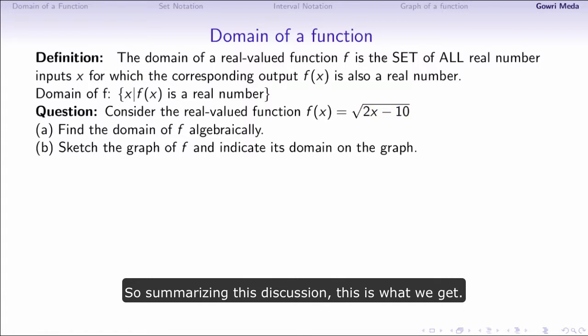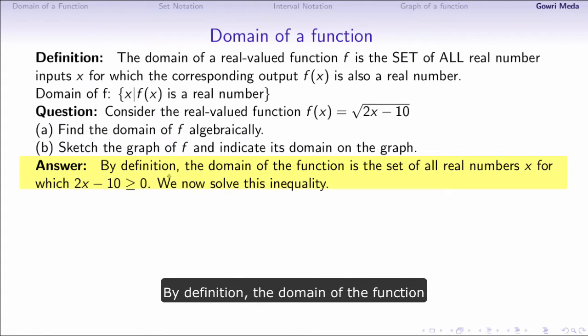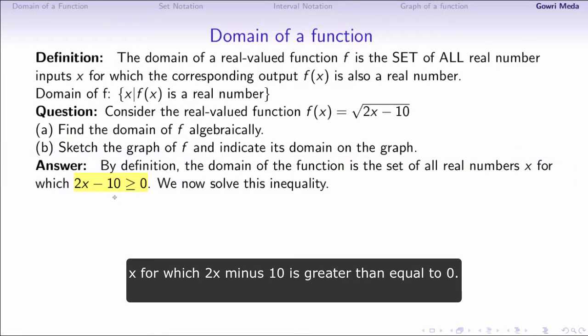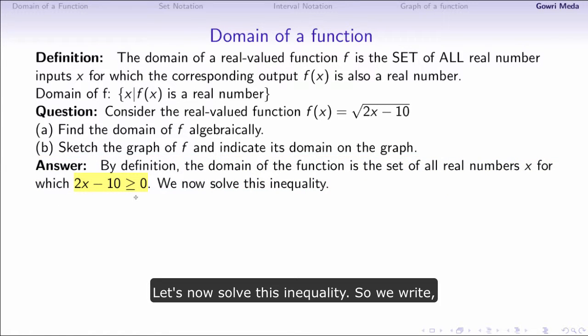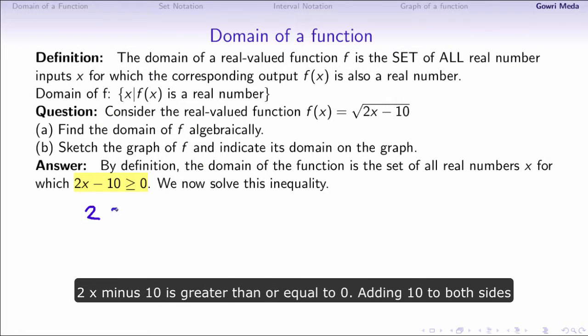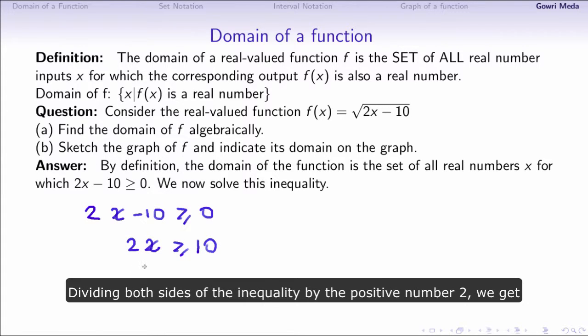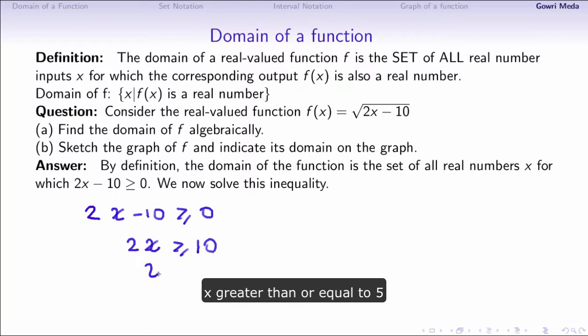So summarizing this discussion, by definition, the domain of the function that we have been given is the set of all real numbers x for which 2x minus 10 is greater than or equal to 0. Let's now solve this inequality. So we write 2x minus 10 is greater than or equal to 0. Adding 10 to both sides of the inequality, we get 2x greater than or equal to 10. Dividing both sides of the inequality by the positive number 2, we get x greater than or equal to 5.